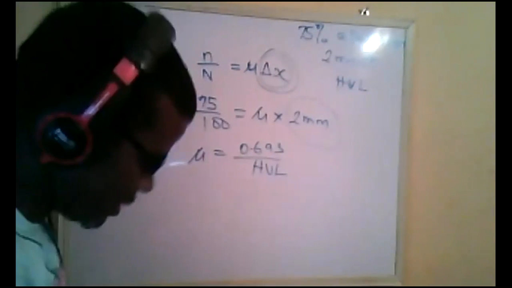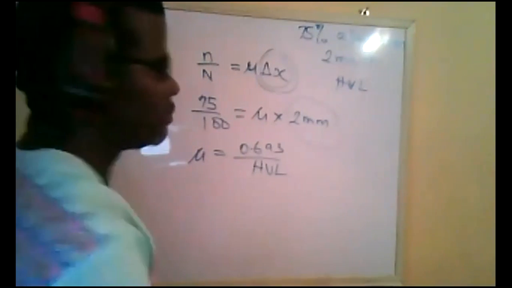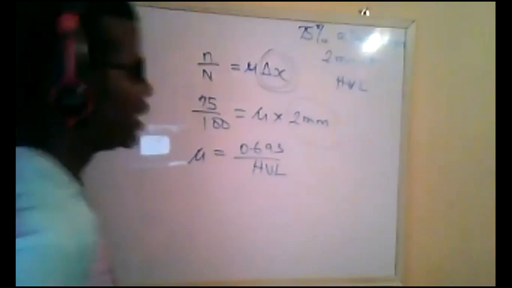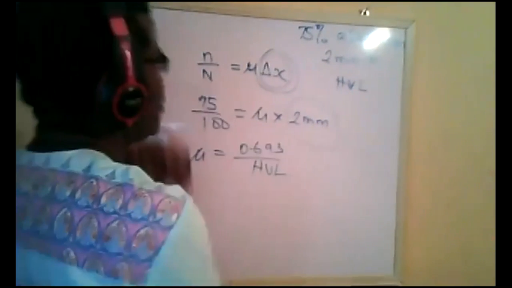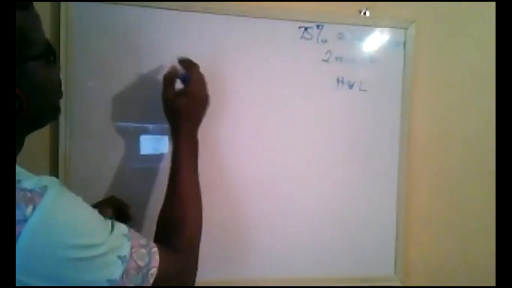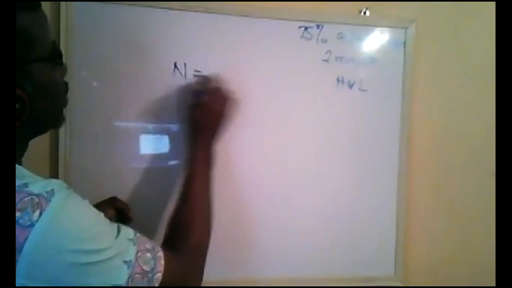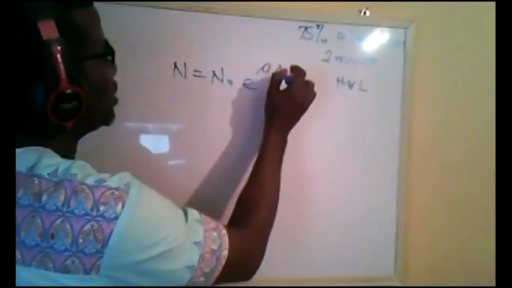So to avoid running into the problem of the smallness of the absorber, it is best to use the most general equation, which is calculus-based. That is N equals N naught e to the power of minus mu x.